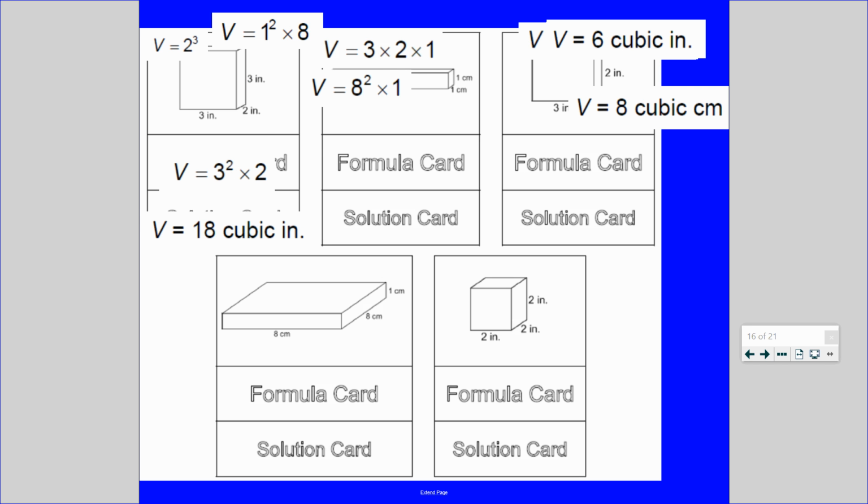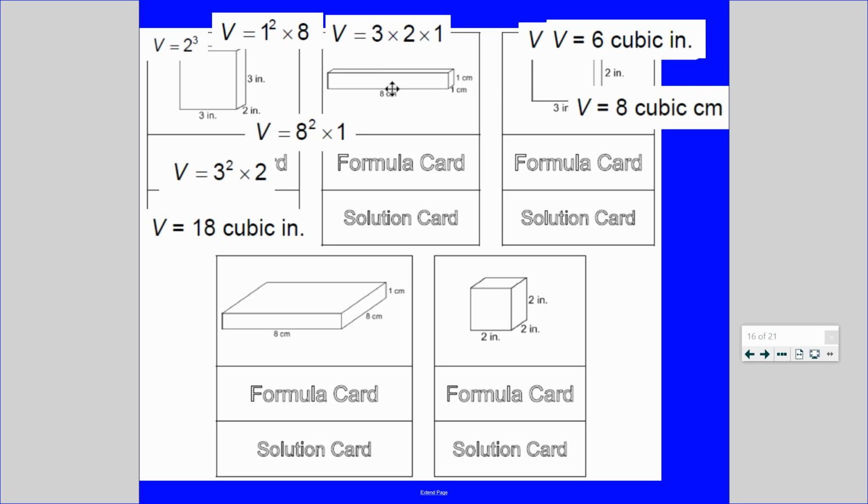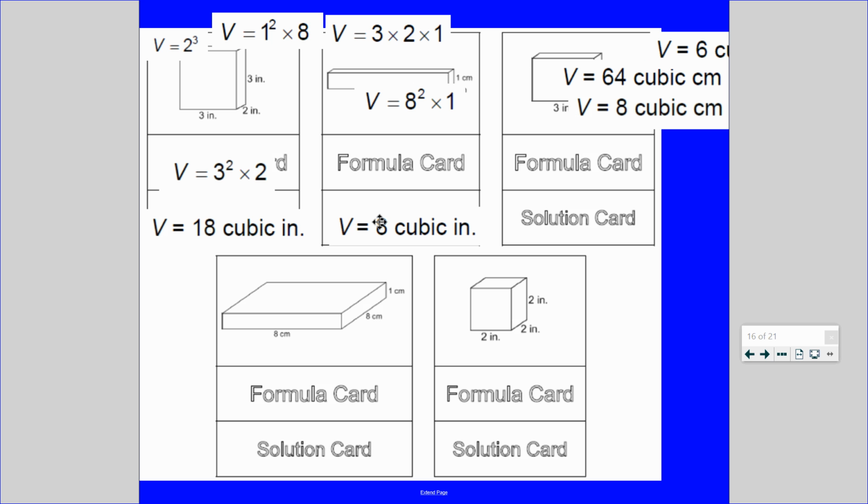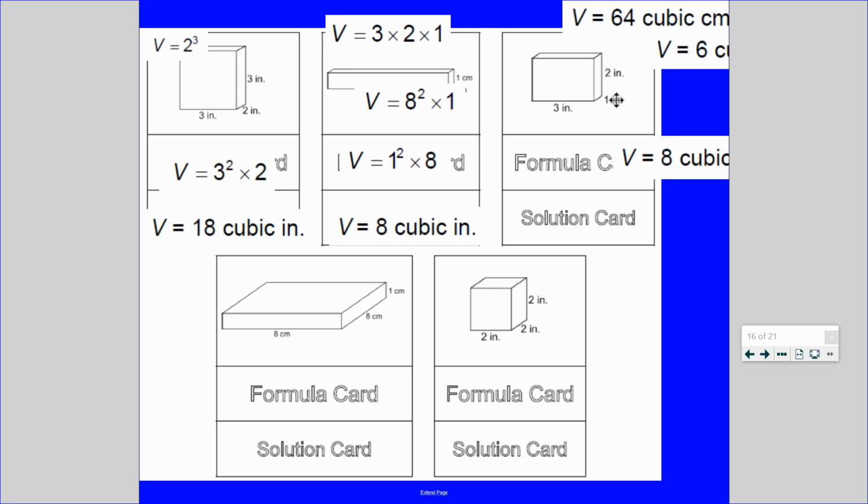Oh, right there. Next one, the bottom is 8 times 1 is 8. The height is 1. 8 times 1. Oh, it's 8. But it would be right here. And this one, 3 times 1 times 2, right here. So the bottom is 3 times the height of 2 is 6.